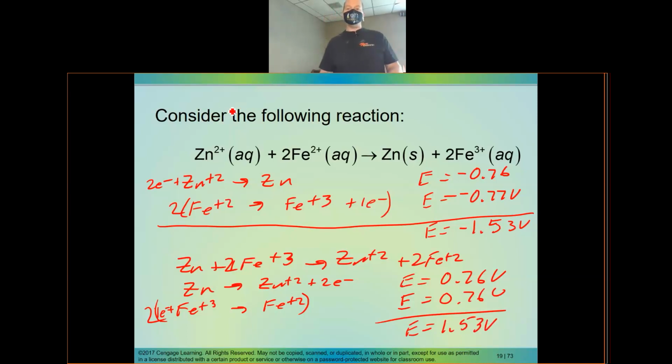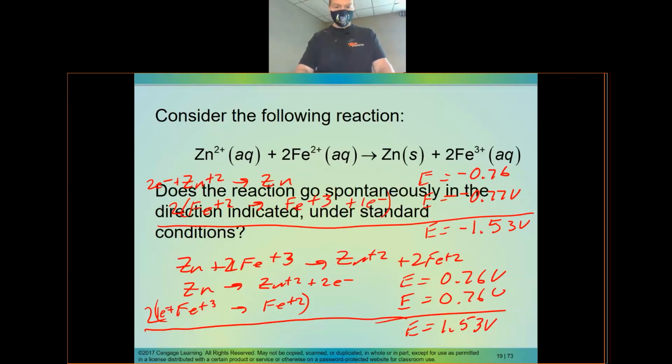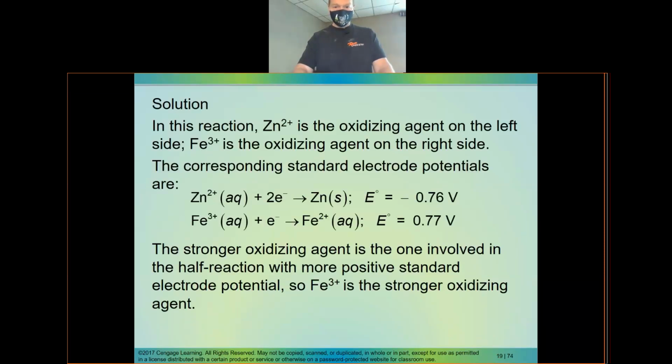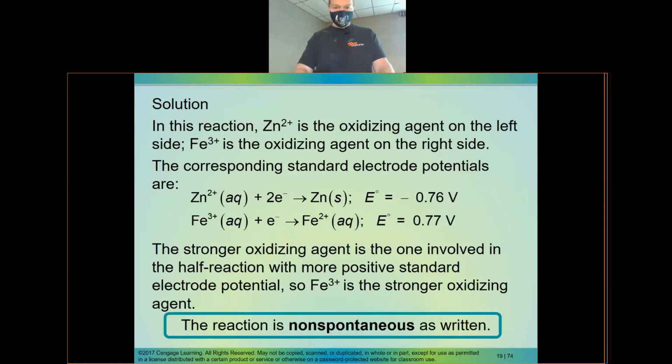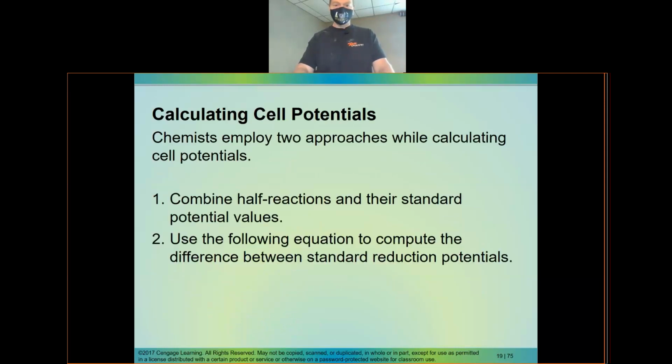So this reaction is not spontaneous, which means we'll get zero products, very, very few products. This reaction is very spontaneous, and so we're going to have lots and lots of products. That reaction goes very, very fast, and we have a voltaic cell. We're generating an electric potential of 1.53 volts. All right, so it's non-spontaneous as written. If you write the reverse reaction, it would be spontaneous.